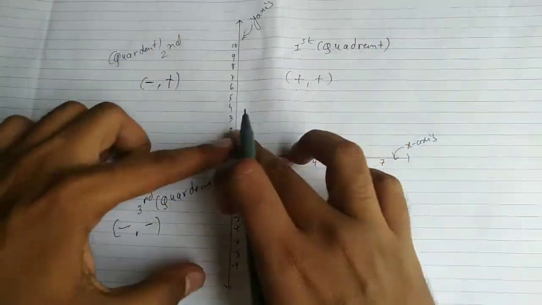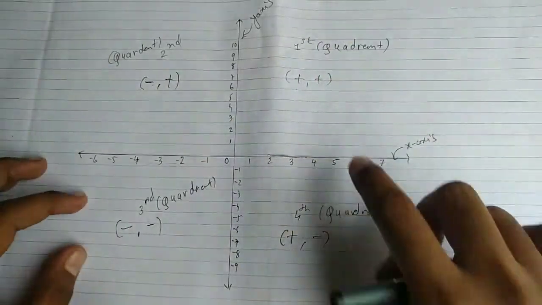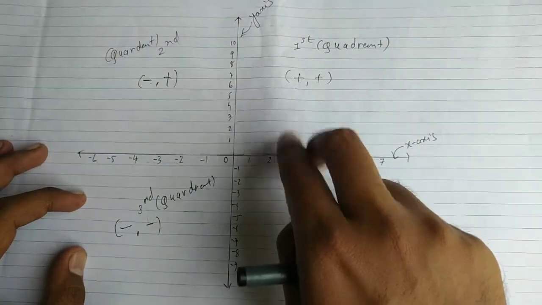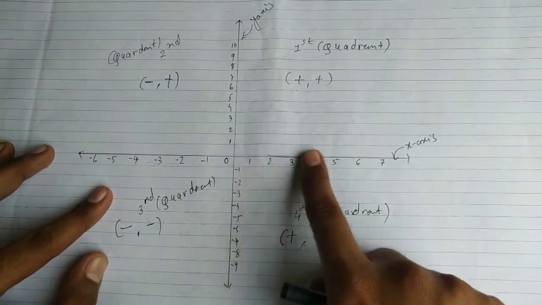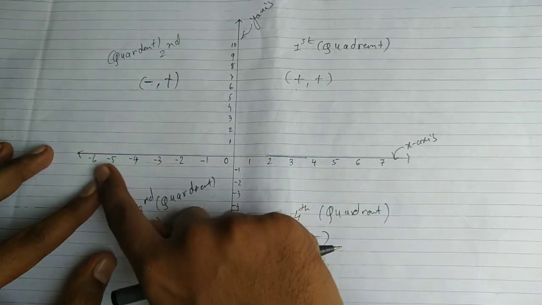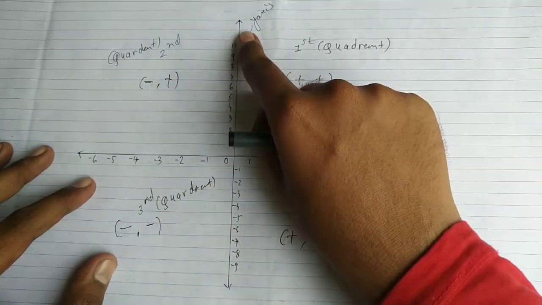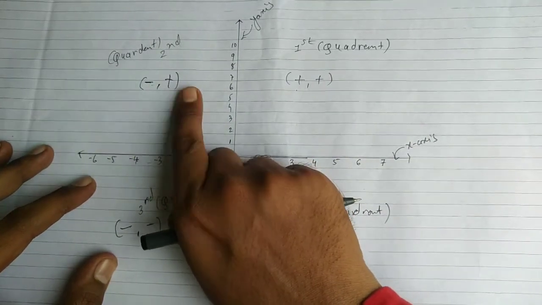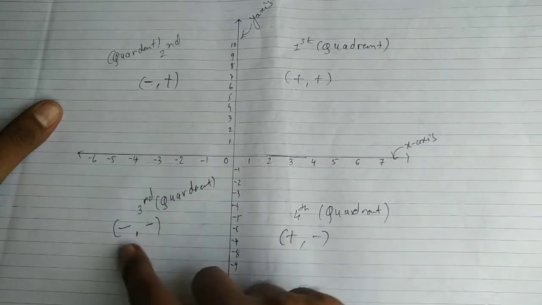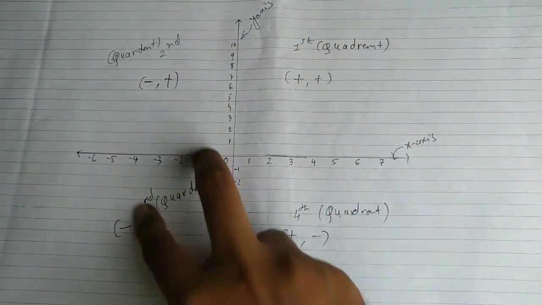First remember that here is the Cartesian plane. The horizontal line is called the x-axis, the vertical line is called the y-axis, and these are the four quadrants: first, second, third, and fourth. The first quadrant has the x coordinate positive and the y coordinate positive. The second quadrant has x negative and y positive. The third quadrant has both coordinates negative, and the fourth quadrant has x positive and y negative. This is all about the four quadrants.